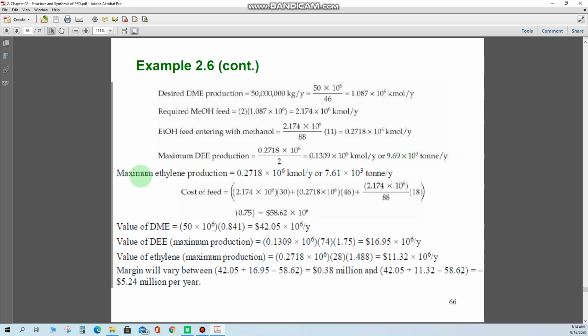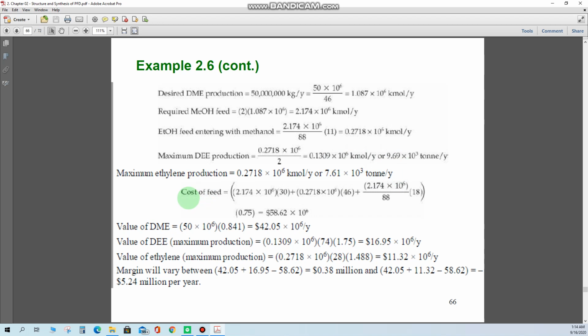Now, what could be the maximum ethylene production from the process? From here, we see that the ethylene which is feeding with the methanol has this value, 0.72718 into 10 raised to the power 6 kmols per year. So we can convert this into the tons per year weight here. Now we have to estimate the cost of feed and the cost of the product.